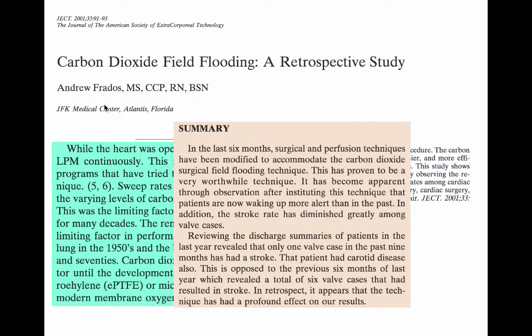Well, this is a retrospective study, and this is not strong data. It's just observational data that they are presenting. But it does appear that it has an effect at their institution.